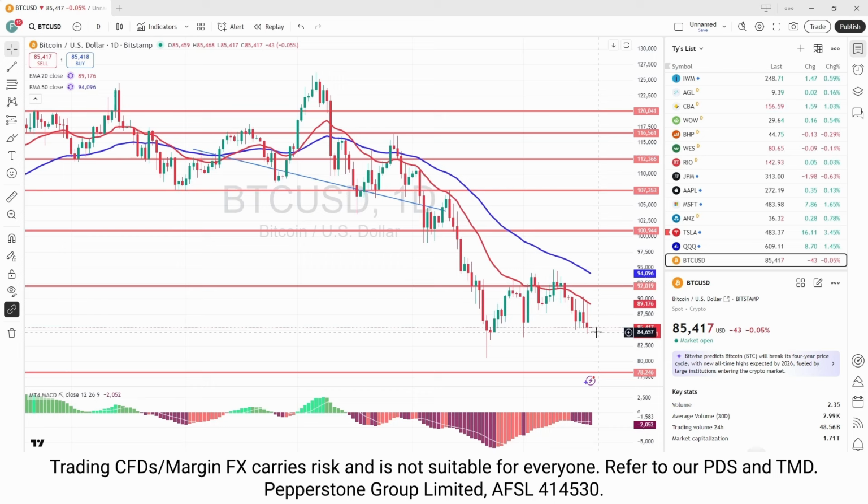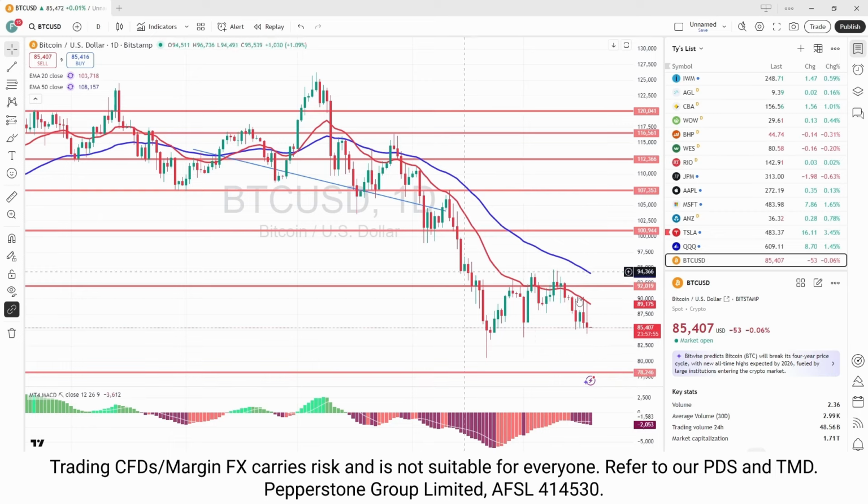I think a break of 85,000 and I'd be starting to target the 78 as the next move. There's a reasonable chance it could get there if we get a break of this level here. If we do test this level and it gets broken and the daily's trading underneath it, I think it might have enough momentum to push down.